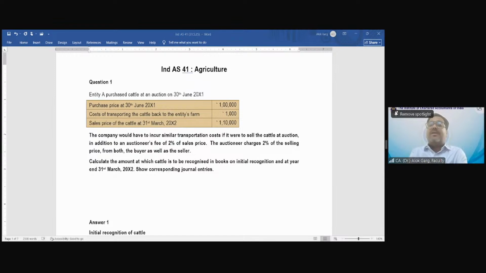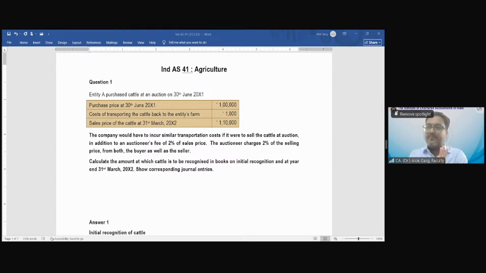So on the initial recognition at the time of 30th June, you have to measure this cattle at fair value less cost to sell. What is the market value? What is the purchase price? 1 lakh rupees is the purchase price. But if you have to sell this cattle, you have to incur a transportation cost.